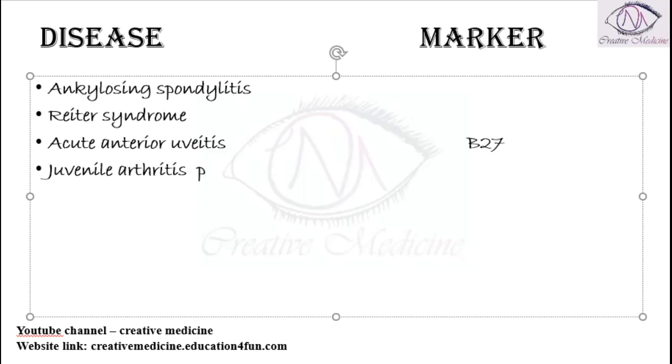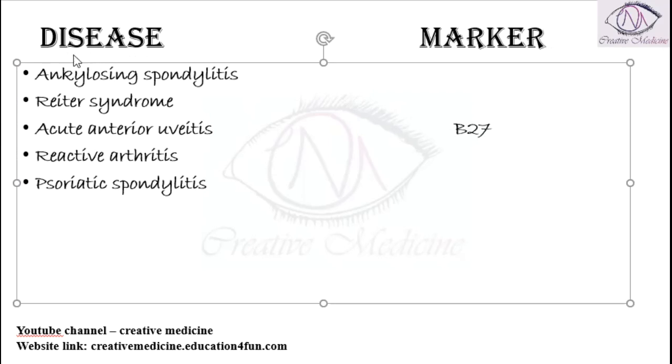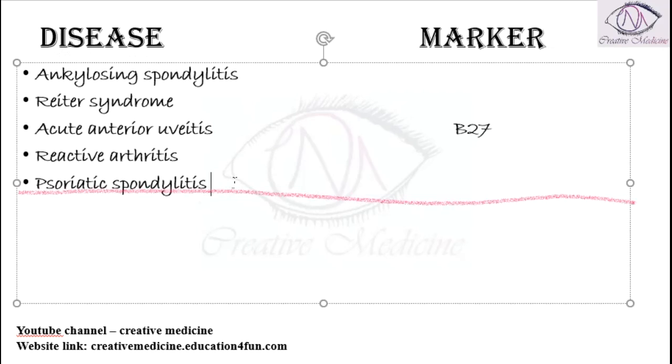Pauciarticular juvenile arthritis also has HLA-B27... not juvenile arthritis. It is actually anterior uveitis and reactive arthritis. I'm sorry, it is reactive arthritis. Then we have psoriatic spondylitis. So ankylosing spondylitis, Reiter's disease, reactive arthritis, acute anterior uveitis, and psoriatic arthritis, all these have B27 as the marker.